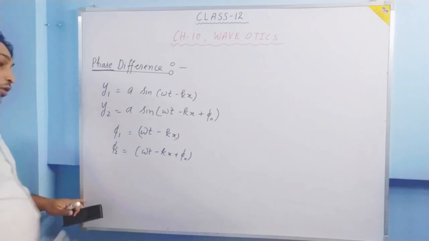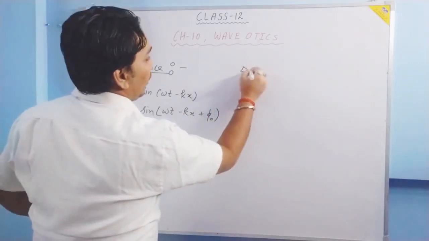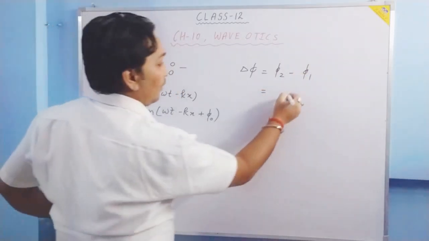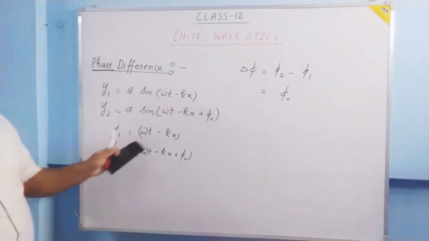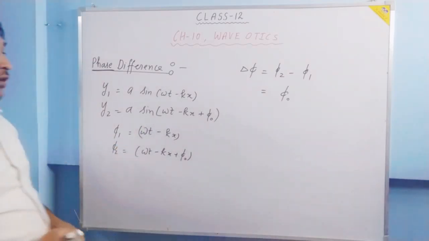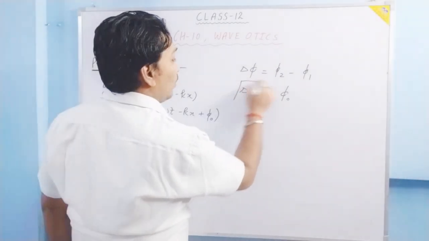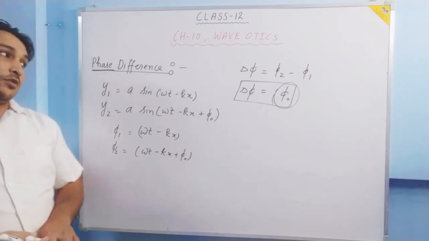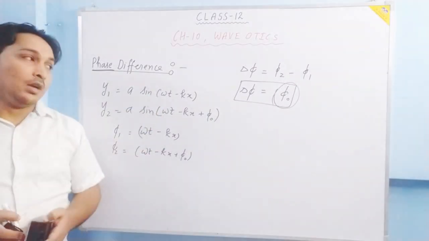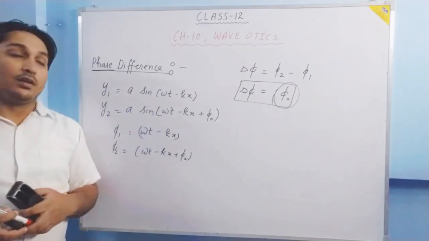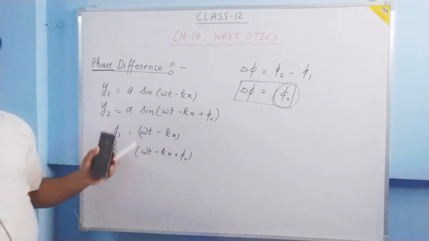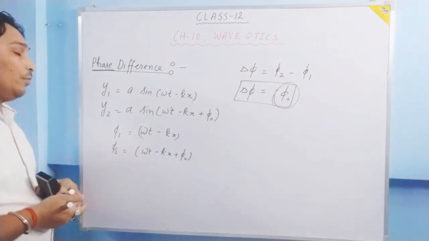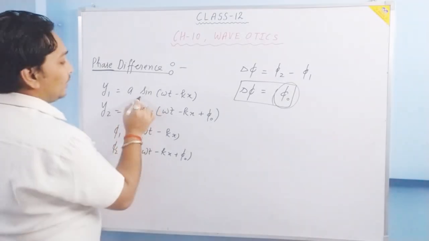Is it clear? So what is the difference of the phase? Delta phi is equal to phi2 minus phi1, and we are going to have phi naught because omega t minus kx will be cancelled out. So delta phi is equal to phi naught. This phi naught is called phase difference. Basically the difference in phase of the particles when the wave travels through it is called phase difference. For comparing phase, you have to notice that this function should be the same.